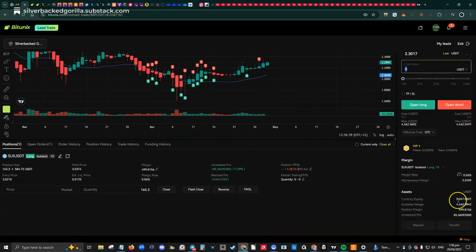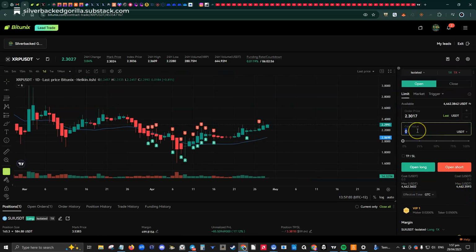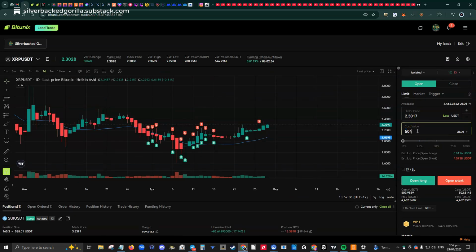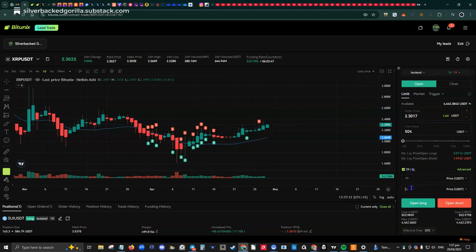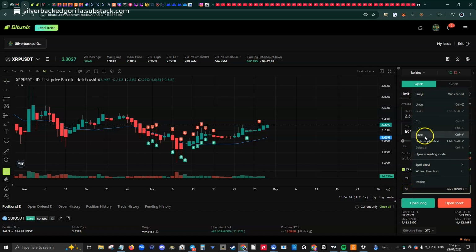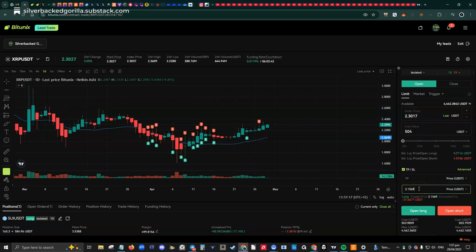And then the amount I put in here is 10%, basically what I said. So 504 is 10% of my account to go into XRP. I'm going a limit order long, and remember I copied that stop loss level. I just chucked that in here. So that's where I want it to stop out in case it starts to reverse back against me.